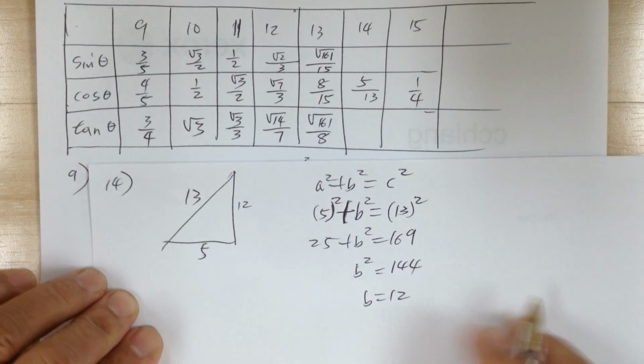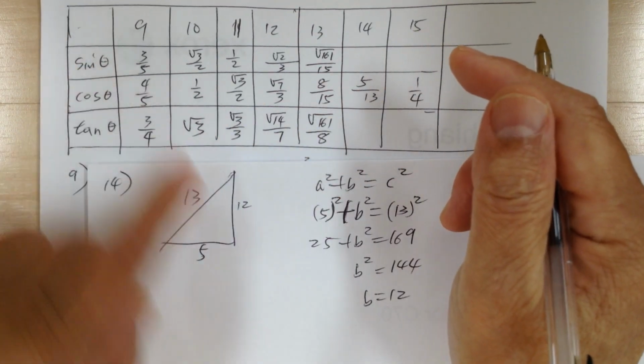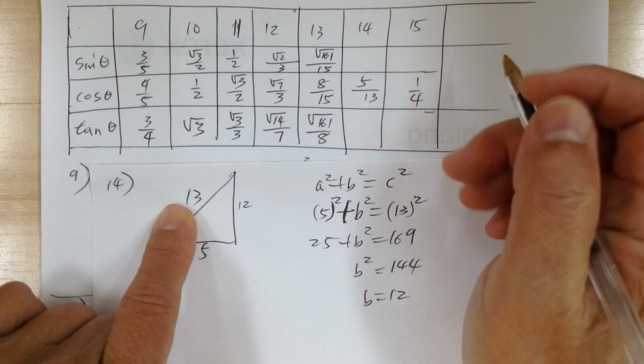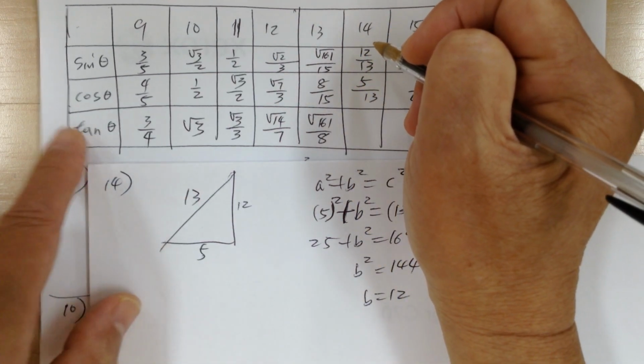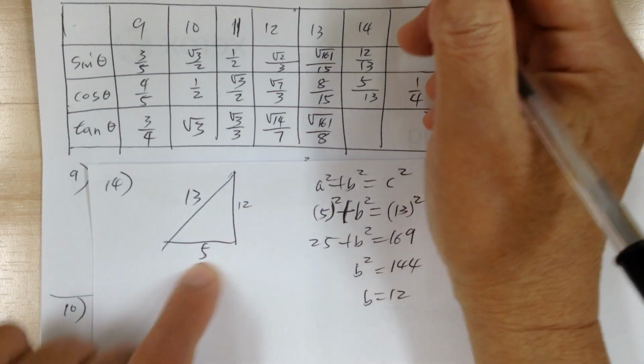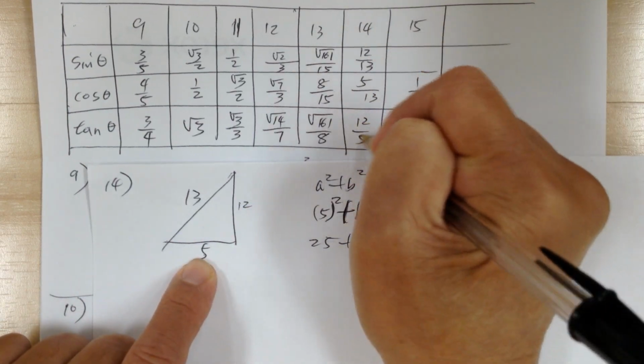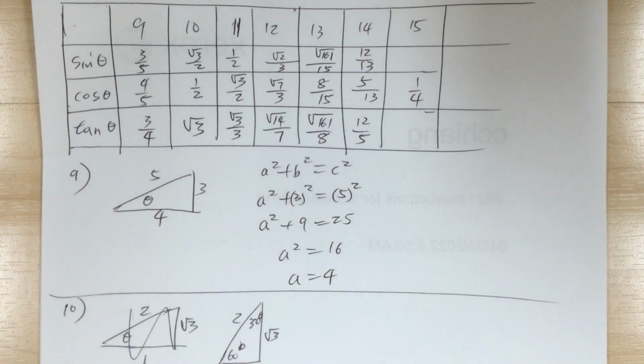Okay. So once you get three sides, you can figure out the sine. Sine is opposite over hypotenuse, would be 12 over 13, right? And tangent is opposite over adjacent, so would be 12 over 5. Okay. Okay, let's go to the next one.